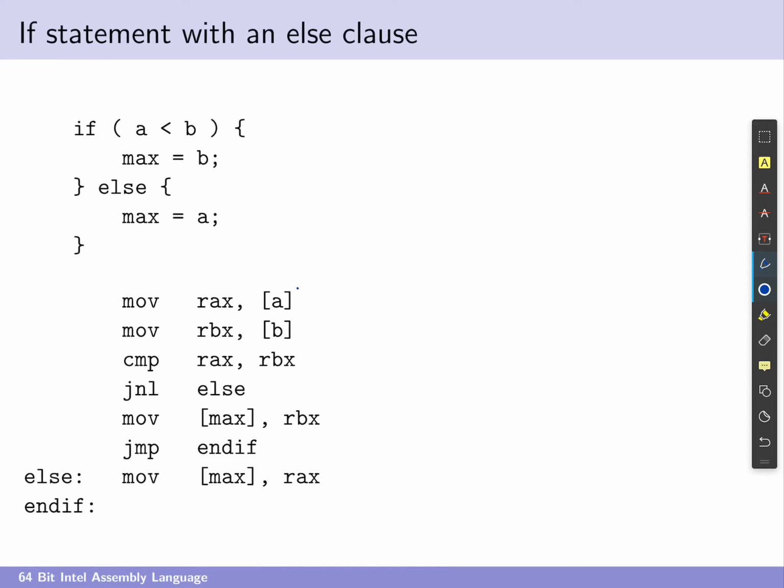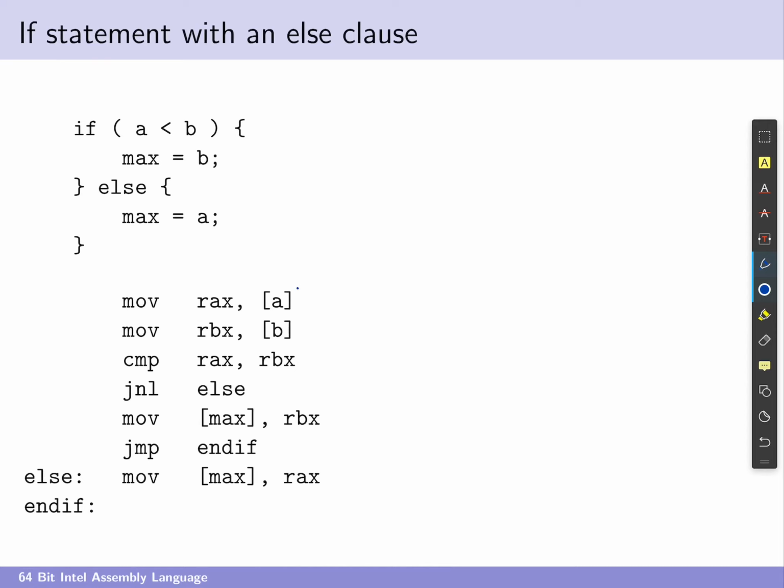So I have another if statement where I say if A is less than B, I want to set max to be B. If that's not the case, I'm going to set max to equal A. So basically, I'm just setting max to be the larger of the two values. Now again, for this example, assume that A and B are data quad words. And now let's try and implement this assembler.